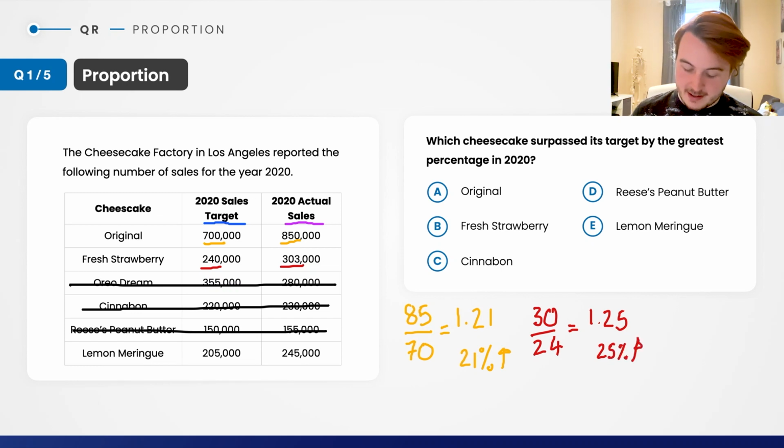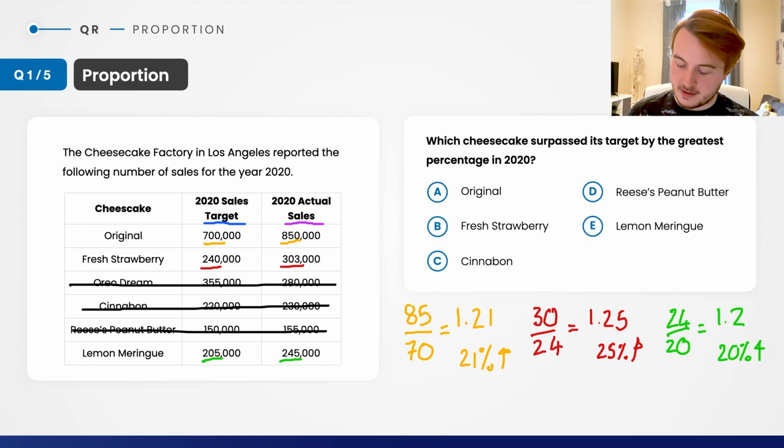And the last line of the table that we're going to be doing here is going to be that lemon meringue, which is my personal favourite, but we're going to be doing 245 over 205. Again, let's just round to 24 over 20 to make it a bit easier for us. 24 over 20 is going to be the same as saying 6 over 5, which is the same as saying 1.2. So remember, always estimate if you can. It makes it so much easier for yourself. So that's going to be a 20% increase.